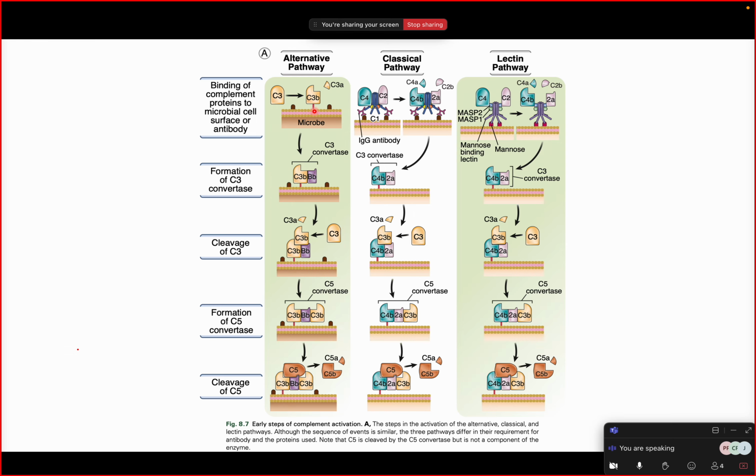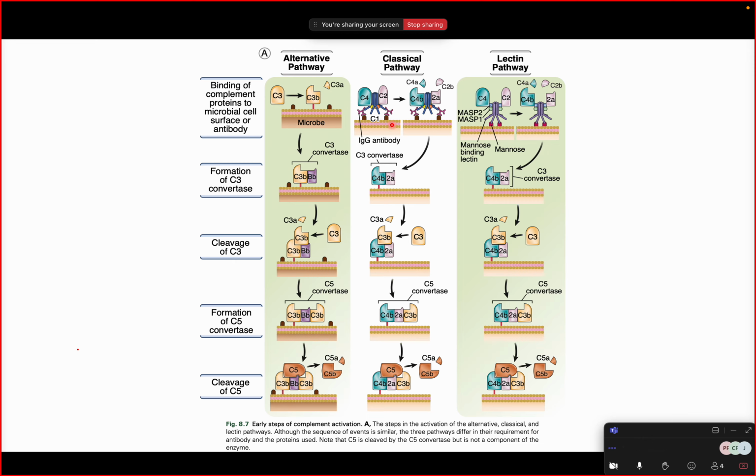And here you can see there is no need of antibody. The antigen-antibody complex is not needed, it's just the microbe itself. When we talk about the classical pathway, we need the microbe as well as the antibody associated with it. Once this is present, it is present along with the C1q, C4 and C2 molecules. Now it will make C4b and C2a, which are the C3 convertase in this pathway, the pathway in which the antigen-antibody complex is required.